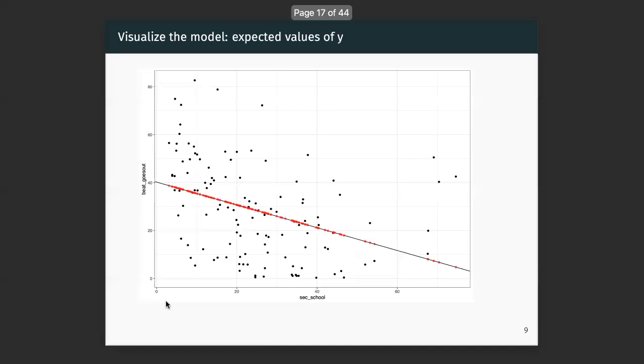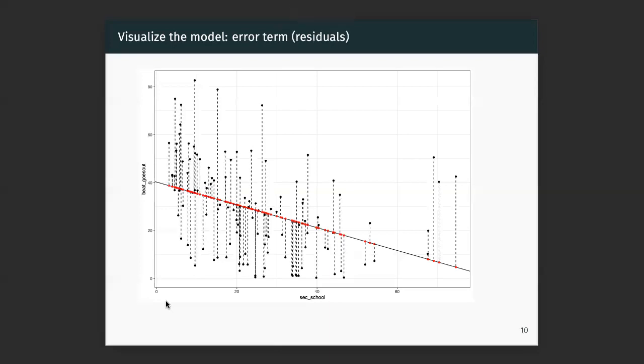Okay, so those are our expected values of y for each observed y, right? This is E of y. This is observed y. And these dotted lines are our errors. So the magnitude of this line, that is how long the line is, the distance between this point and this point, is our error term: y observed minus y expected.